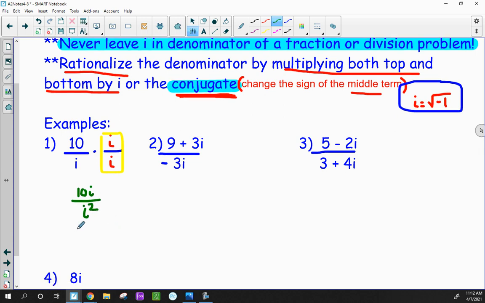Next step, you're going to drop down your 10i, and you're going to change the i squared to what it's equal to, which is -1. And then the next and last step would be you dividing 10 by -1, because we never want to leave a negative number underneath a division bar. It's just not simplified. So 10i divided by -1 gives you the final answer of -10i.